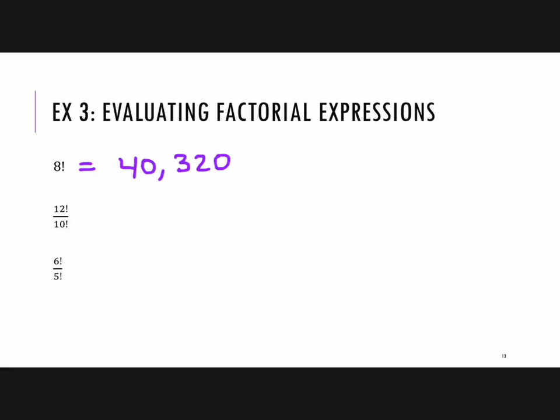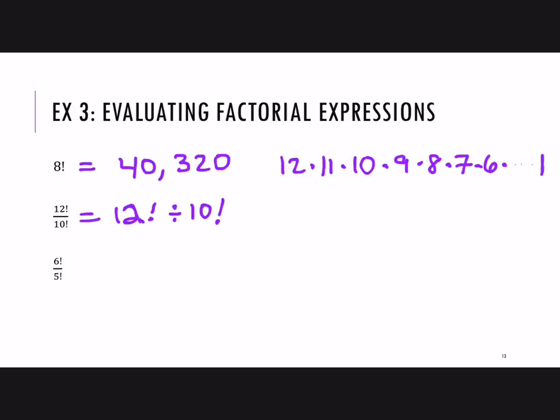We can divide with factorials. Try entering this in: you would just enter 12, the factorial symbol, then the division symbol, and then 10 factorial. If you're doing this by hand, this would be 12 times 11 times 10 all the way down to 1, over 10 times 9 times 8, etc., all the way down to 1.